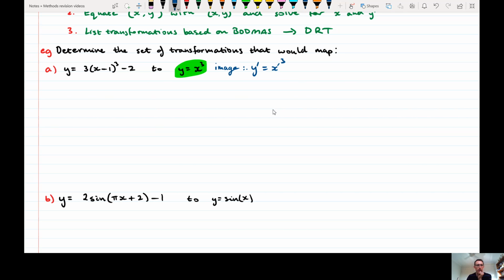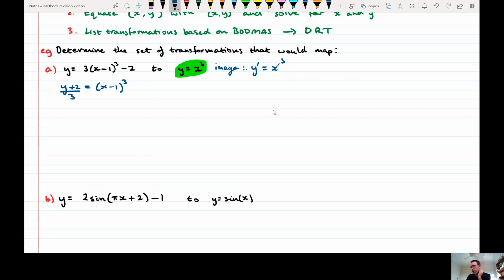Okay, that's my image. And over this other one now, I want to get all the transformations that affect my y value over to join the y. Now, the ones that affect that are the -2, because that's a vertical translation, and the 3, that's a dilation from the x-axis. So those two are going to move across, and we have to use BODMAS. So you're going to have y plus 2, and then I'm going to divide by 3. And that gives me x minus 1 cubed.